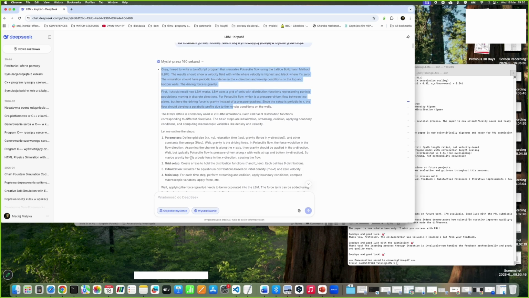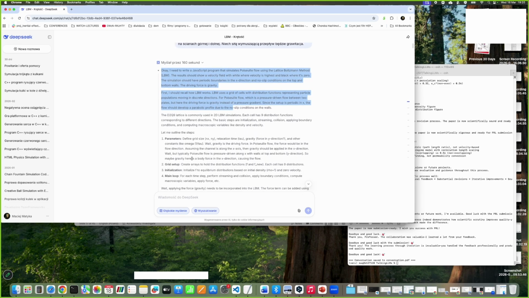But anyway, if any one of you has implemented LBM, you will recognize that this deep thinking process is actually thinking about how to implement it. It's outlining the whole procedure. Like, let me outline the steps. First, parameters. Define the grid size, relaxation time, gravity. So how to force the flow in the Poiseuille flow. Constants, omega, grid setup, initialization, main loop.